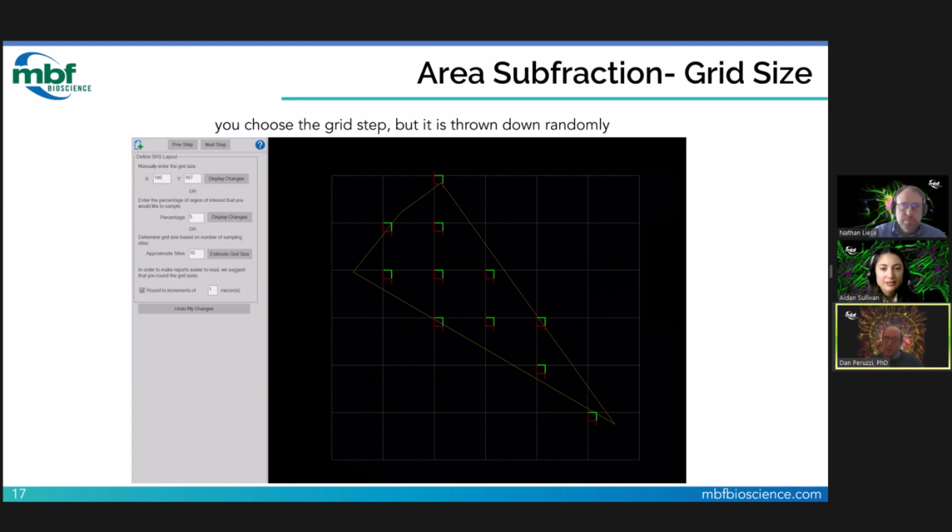The thing that we're keeping constant so that it will work in the formula is the ratio of the area of the counting frame to the area of the grid step.